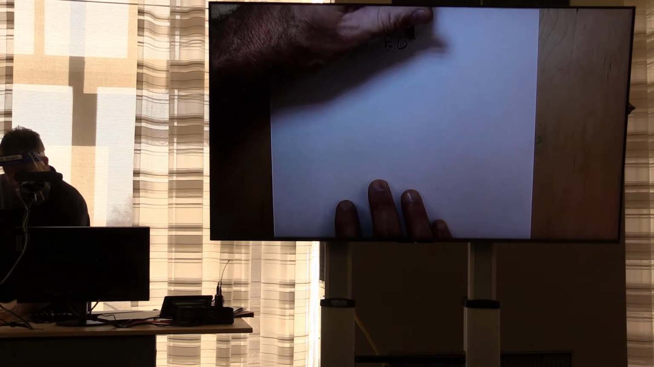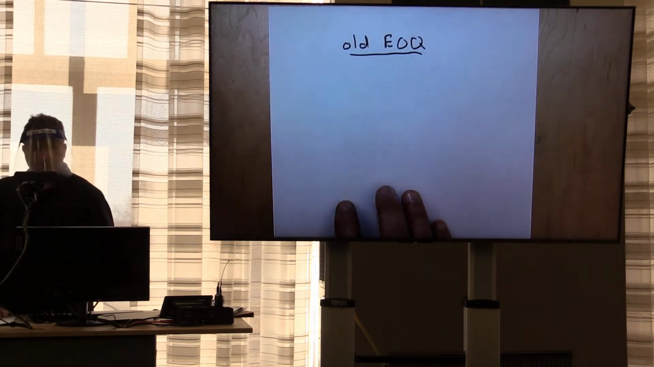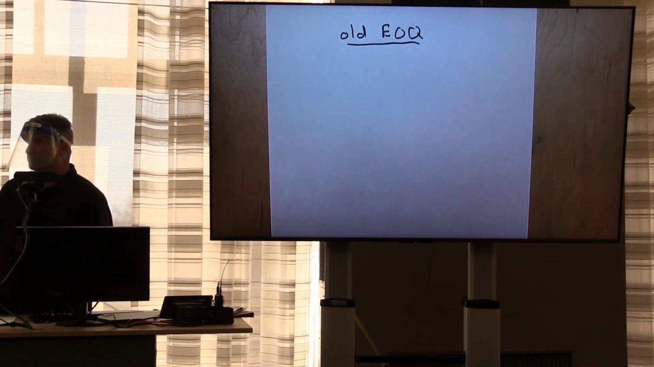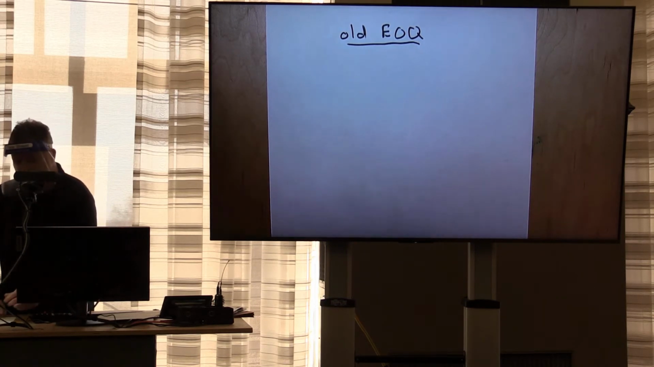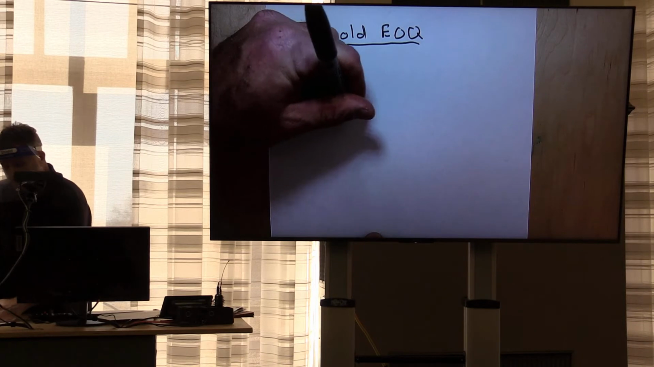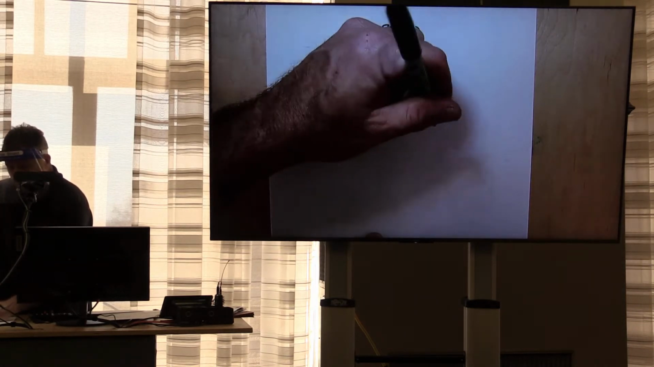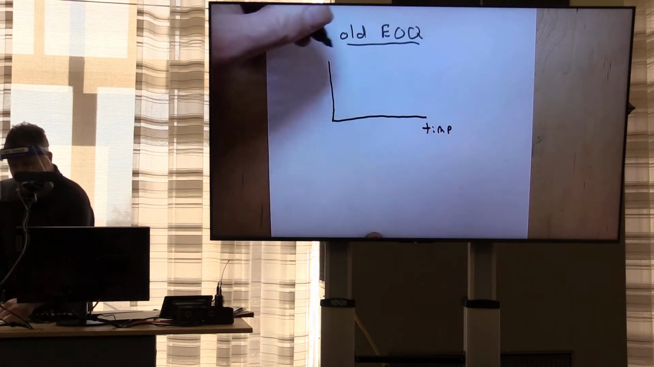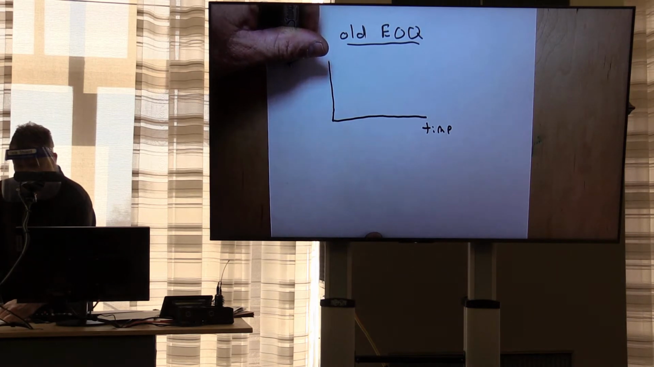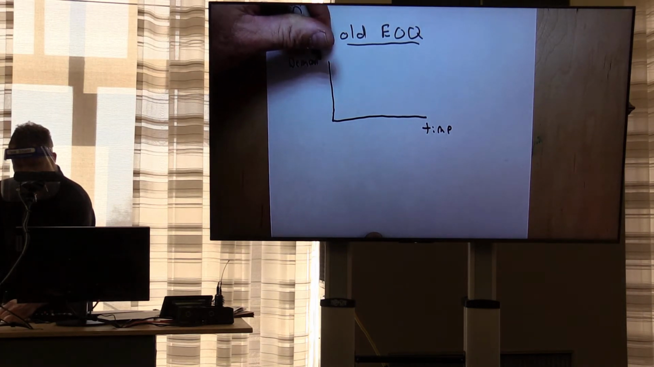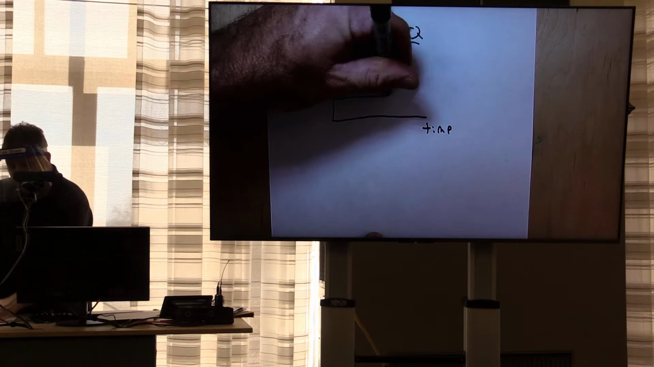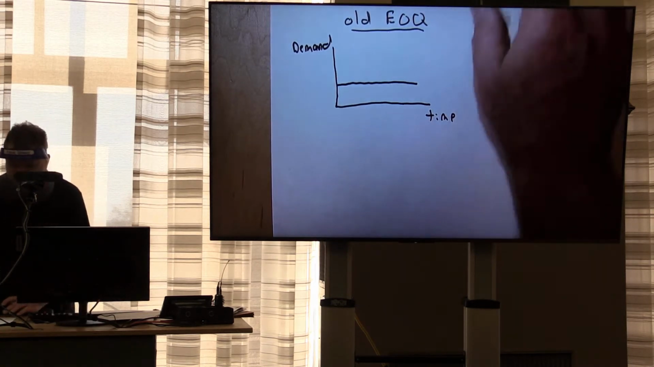So we had the old EOQ model, the one we've been working on the past 2 weeks. That's the economic order quantity model, where we're mainly focusing on how much to order and when to order. Where if we graphed demand over time, it looked like this.